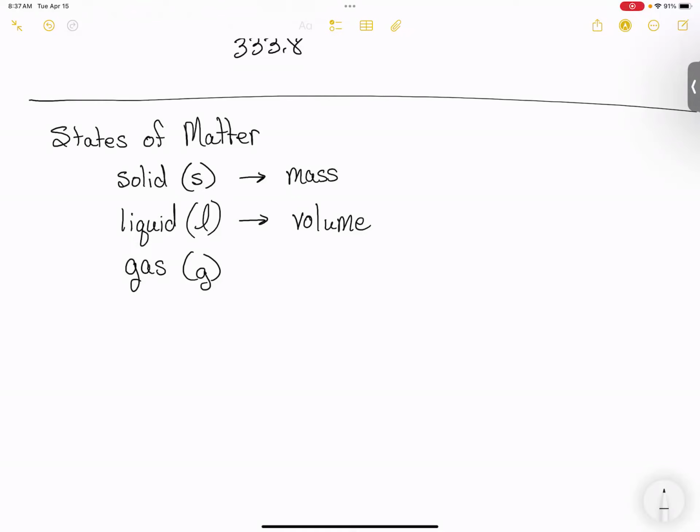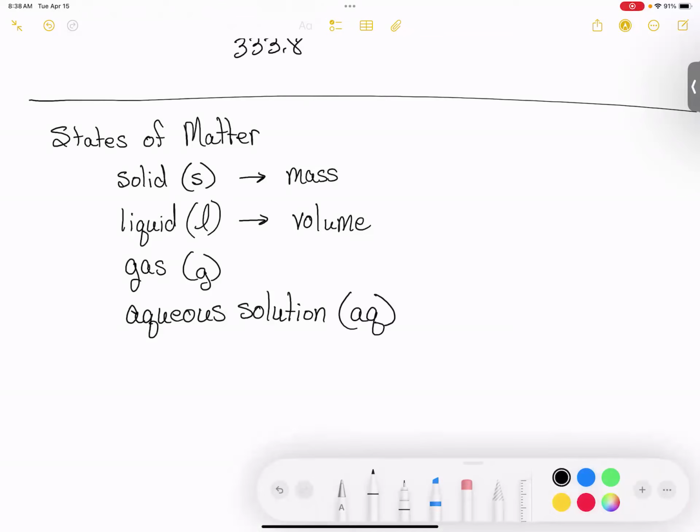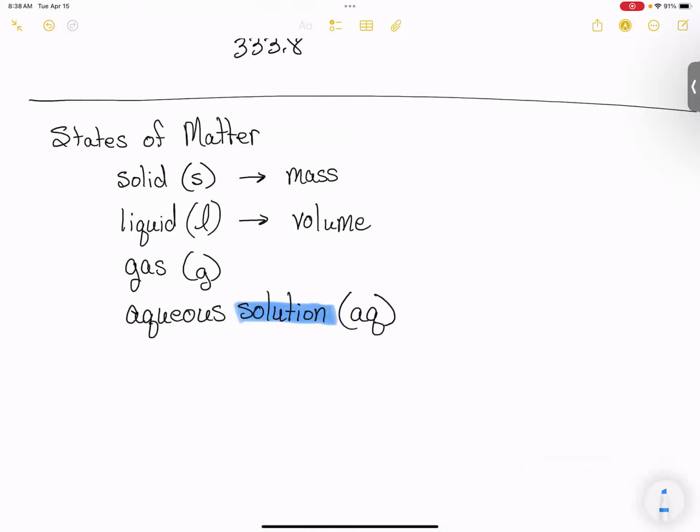Now, the 4th most common one that you are going to encounter, especially through college chemistry 2 or general chemistry for health sciences, is going to be that of an aqueous solution, which we will represent with a Q in parentheses. What we're going to talk about specifically is this concept of a solution. What is it if we say solution?